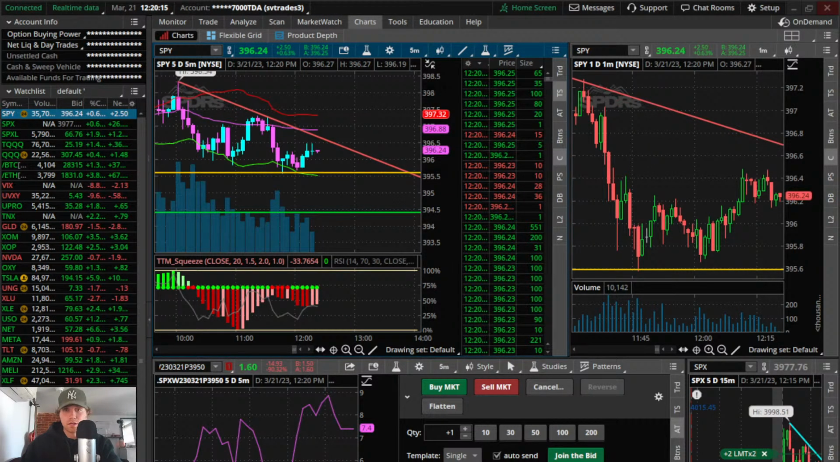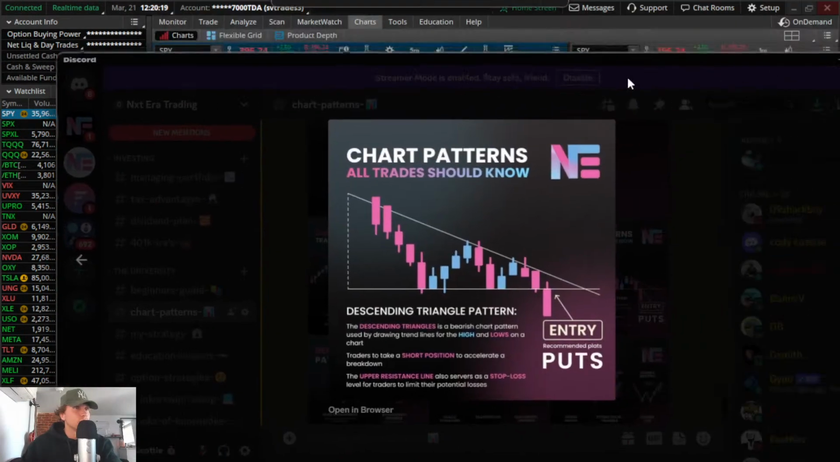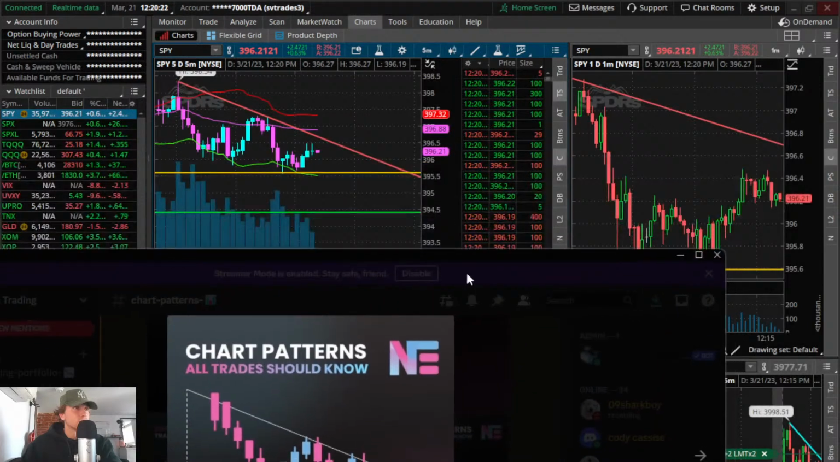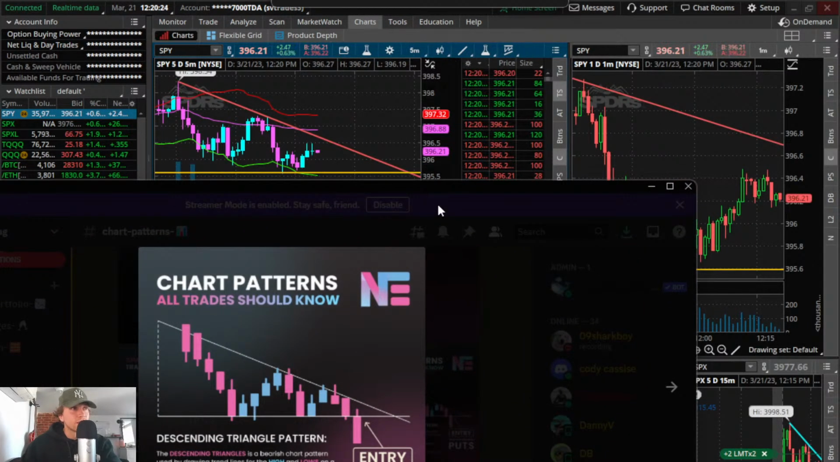Chart patterns, give me a descending triangle. Tell me if this looks very similar. Boom. Does that look similar there? Looks pretty damn similar to me, guys. So let's get this little breakout over here, and then let's see that big drop down.